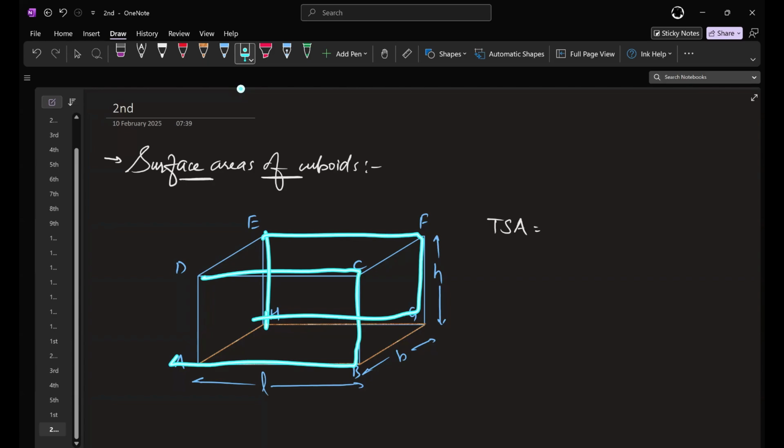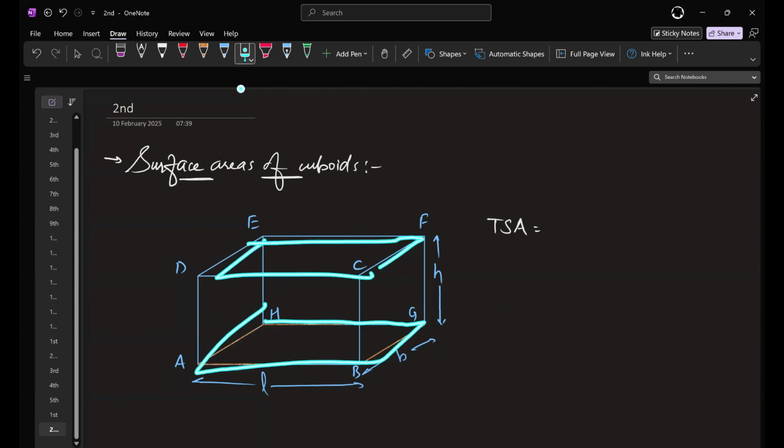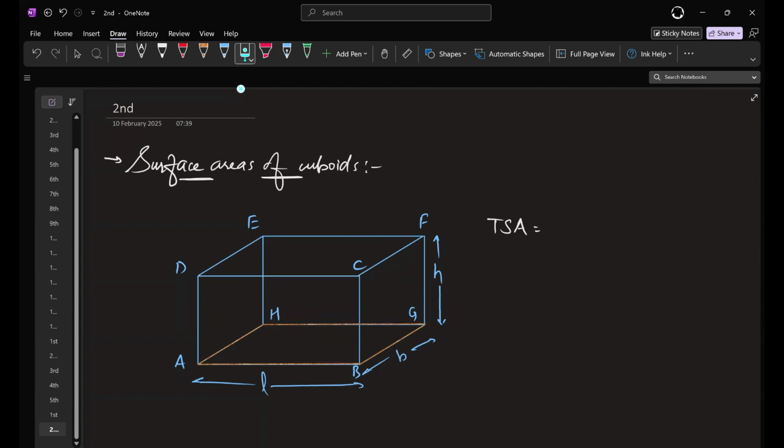And the area for this face is what? This is a rectangle with dimensions L and H. So L into H is the area of ABCD, and the same goes for EFGH as well. So 2 times LH. Similarly, this figure is congruent with the top half and the area is L into B. So 2LB plus 2LH. And for these two congruent figures, the area of each is equal to BH. So 2BH also. Therefore, the total surface area will be equal to 2, taking 2 as common, (LB plus BH plus HL).